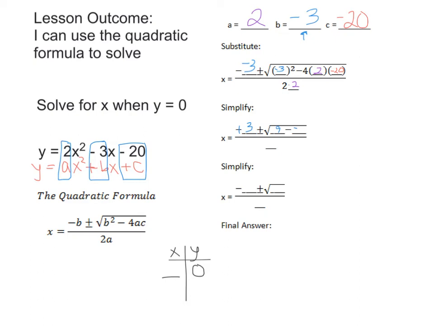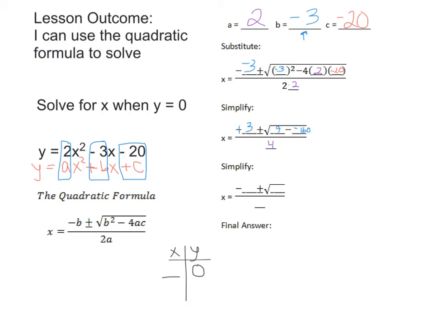right here. All right, more to come on that in just a minute. Now down here we have 2 times 2, because it's 2 times the a value, and the a value is 2. So 2 times 2, which is 4.